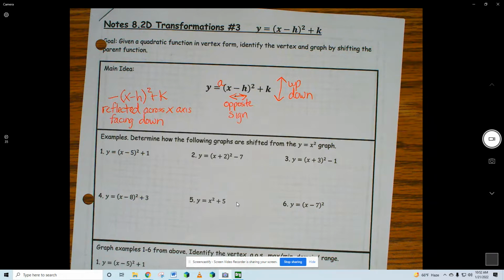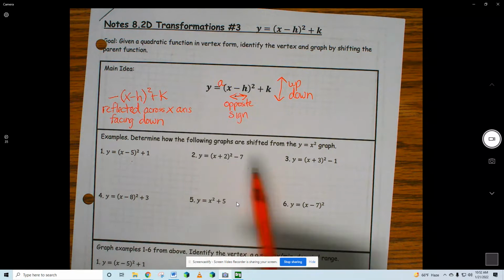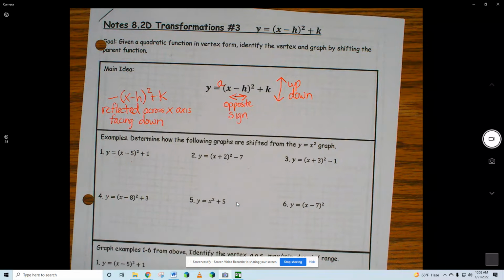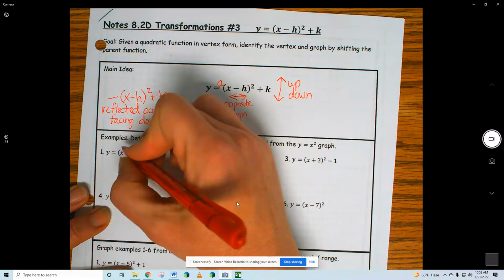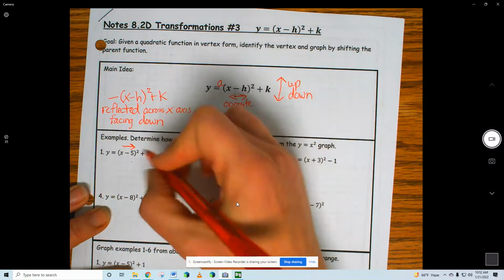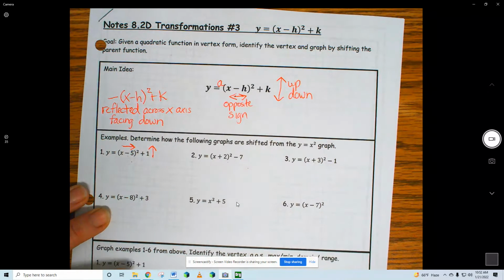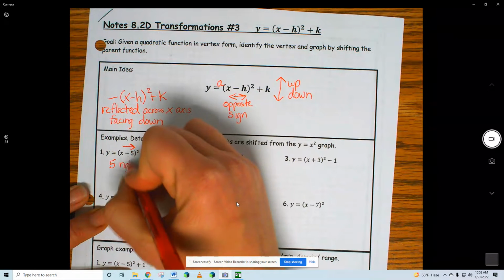We have just now determined how the following graphs shift. The first number is the H. That's in parentheses. That's going to tell us left or right. The second, the K, the number at the end, tells us up or down. I'm going to draw the arrows on this so that you are confident. So, it's a negative 5, but it's the opposite sign. And it's a positive 1, so it's up. So this is going to be 5 right, 1 up.